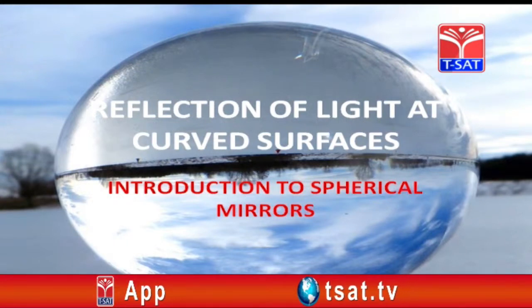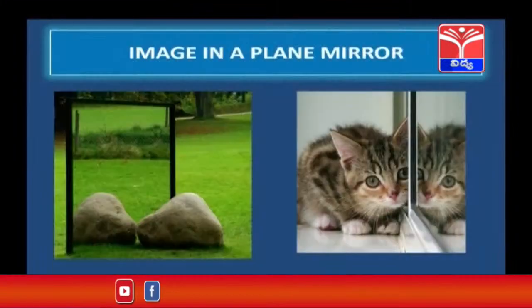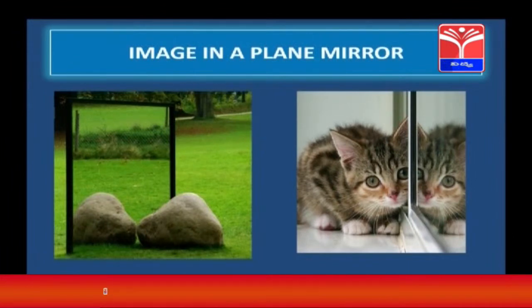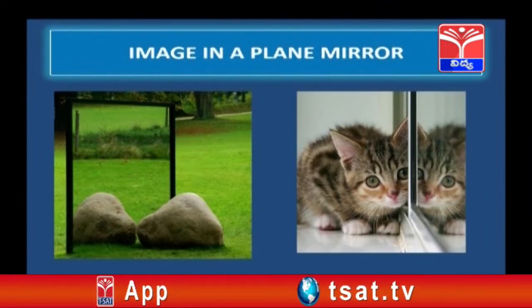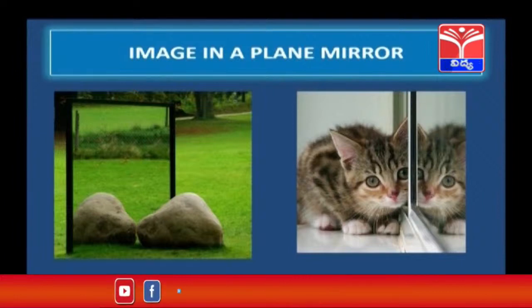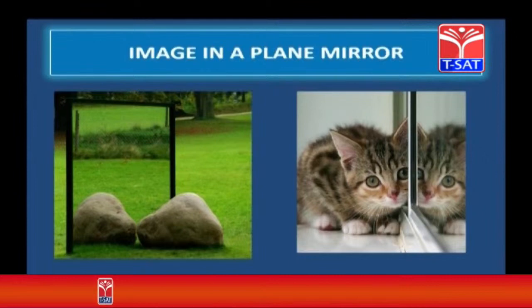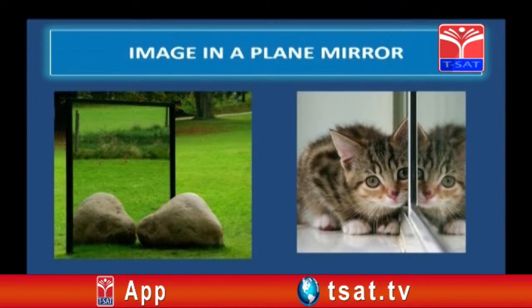Observe the images before going into it. What do we see here, children? In the first image you are seeing a big rock in front of a mirror. How is the image of the rock formed? The image is as the object is, as it is. Similarly, look at the kitten in the second image. There is a small kitten by the side of a plane mirror. How does the image of the kitten appear? The image of the kitten appears to be of the same size and as it is, except for the left to right inversion.